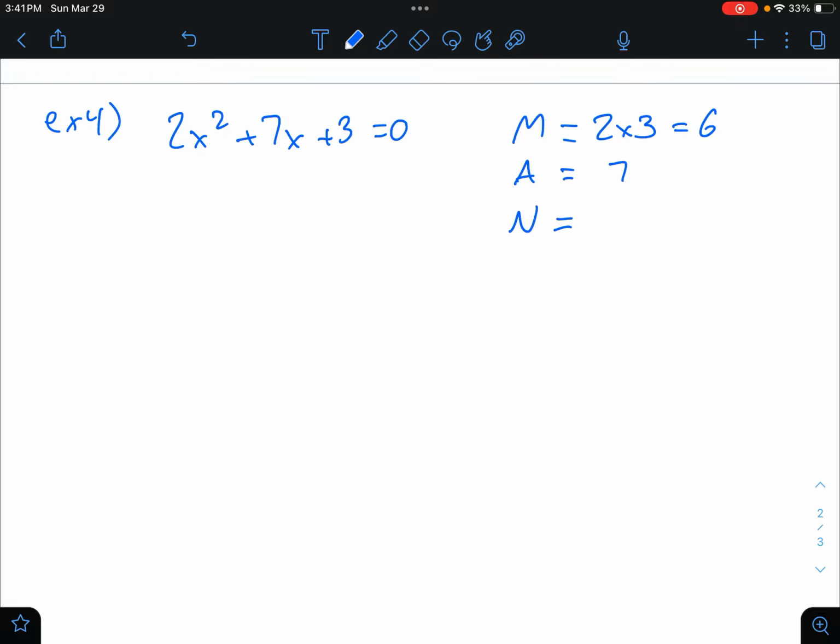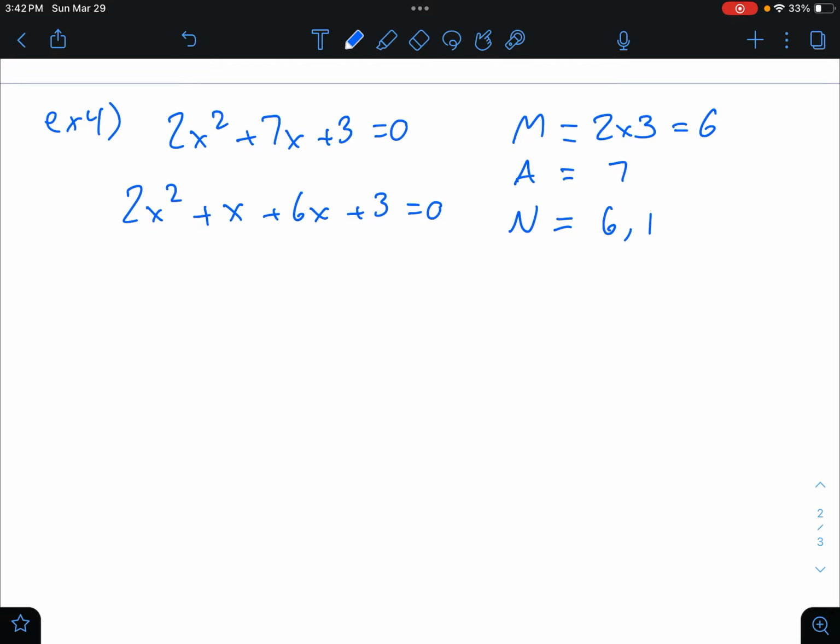So I need two numbers that multiply to 6 and add to 7. And those numbers are going to be 6 and 1. So 6 times 1 gives me 6, and 6 plus 1 gives me 7. Now, I have to do the process of what's called decomposition. I have to split the middle number up in order for this to work. So it doesn't really matter which order you put them in. I'm going to put the 1x first. So the next line would say this. It'd be 2x squared plus 1x plus 6x plus 3 equals 0.